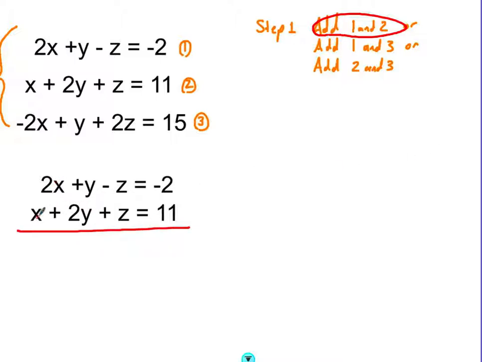So I have 2x plus x, which is 3x. Y plus 2y is 3y. The z's eliminate. And this is equal to negative 2 plus 11, which is 9. So now I eliminated z, and this is a new equation, and we'll call it equation 4.